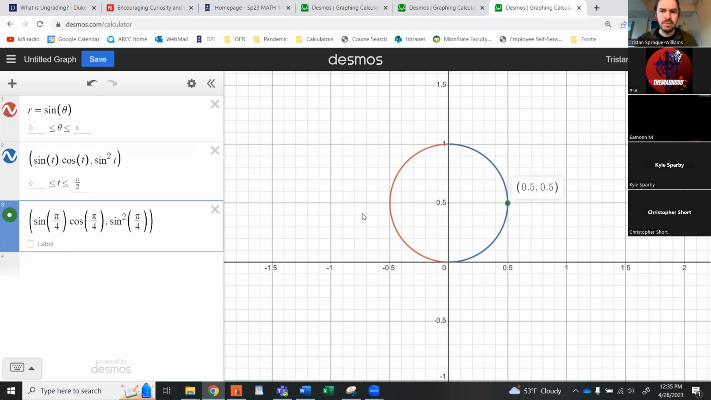Oh, that's not a very interesting point, actually, because that's going to have a vertical tangent line. Oh, I don't want to do that. Let's try pi over 3 instead. There we go. We'll do that point. Okay, so here's a parameterization of something. Here's a point. We're going to try to find a parametric description of the tangent line at that point.